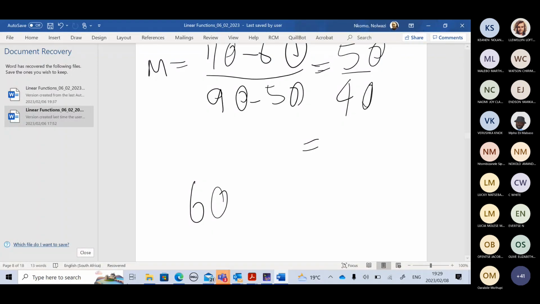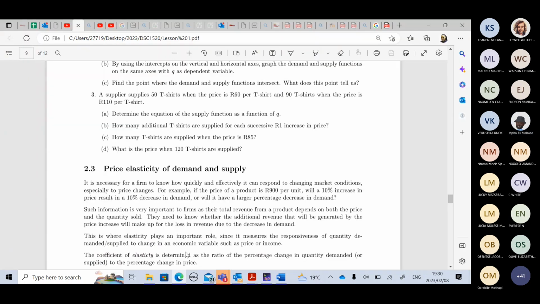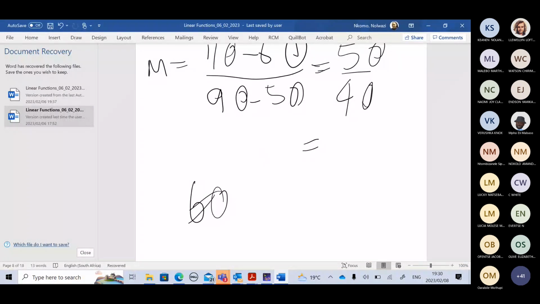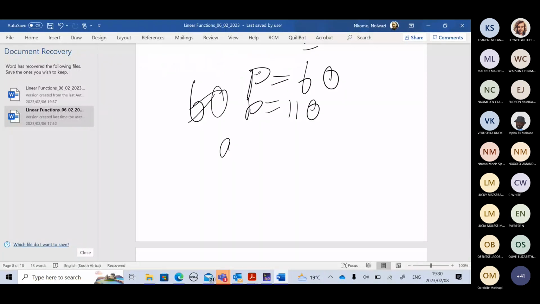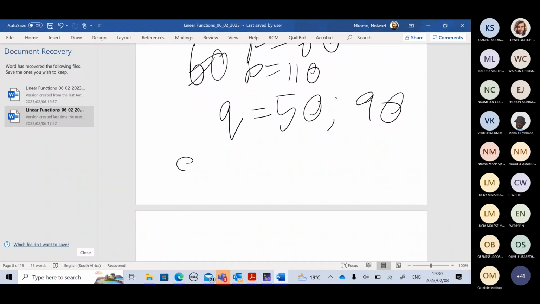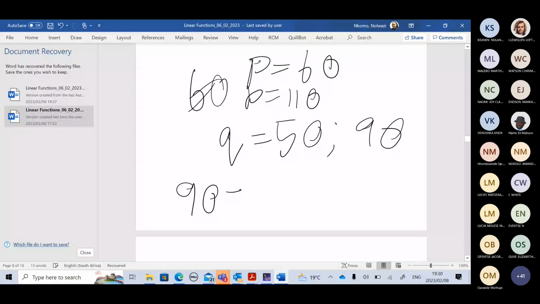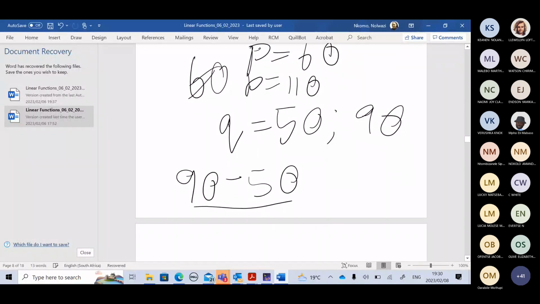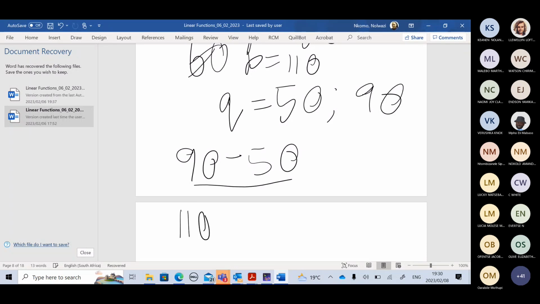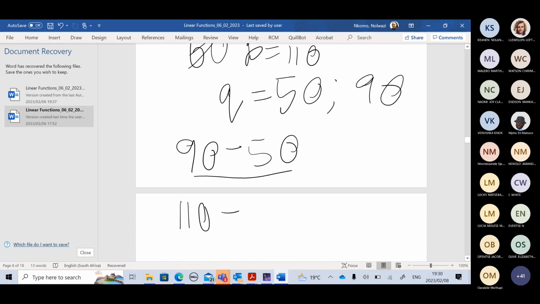And remember, our Q is the quantity, which is 50, and the price is 60. Yeah, I get it. So P is 60 and 110 and Q is 50 and 90, right? So we'll have 90 minus 50 over 110 minus 60. So this is 40 over 50.